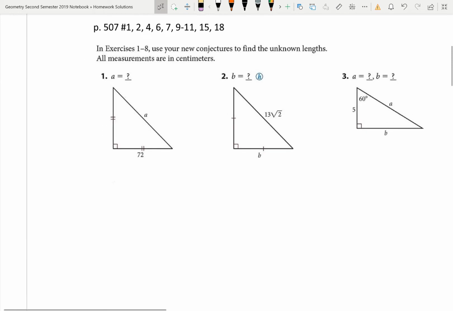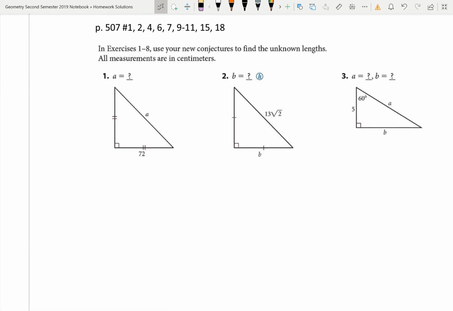And the new conjectures are going to involve two kinds of special right triangles. The 45, 45, 90, which is 1, 1, root 2. It's the basic ratio. And then it's 30, 60, 90, where you have the shorter leg, the longer leg, and the hypotenuse, 1, root 3, and 2. And that basic ratio will help you to solve these problems.